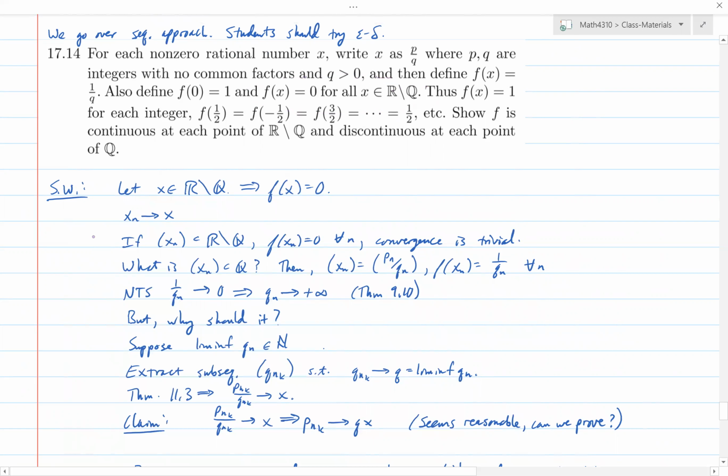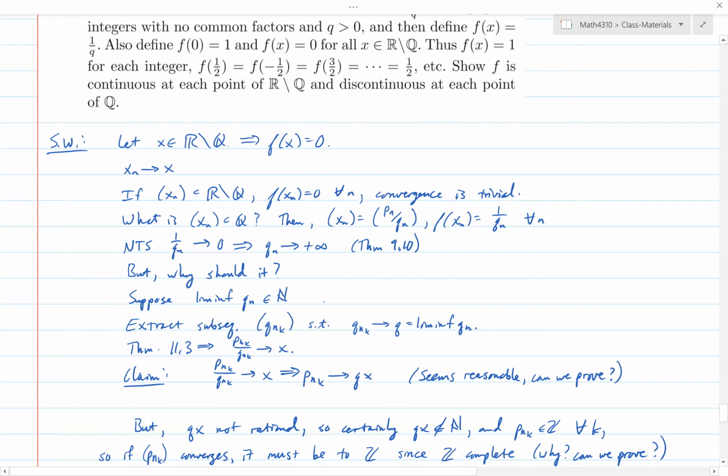If this sequence xn is completely contained in the irrationals, then f of xn is equal to 0 for all n, and so the convergence is completely trivial because you just have a constant sequence of zeros. So then the real question is, what happens if that sequence of numbers were all rational? Then by the setup of this problem, you would write that sequence xn as a sequence of pn over qn, and the sequence of function values associated with that sequence of inputs would be 1 over qn.